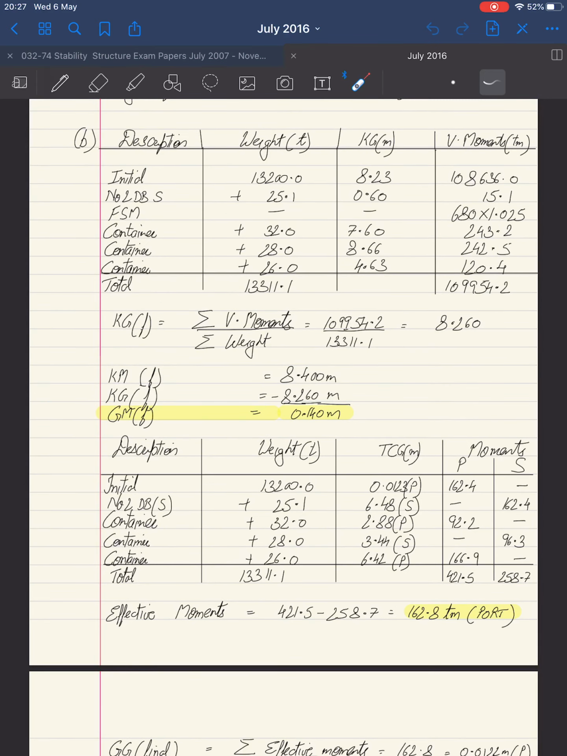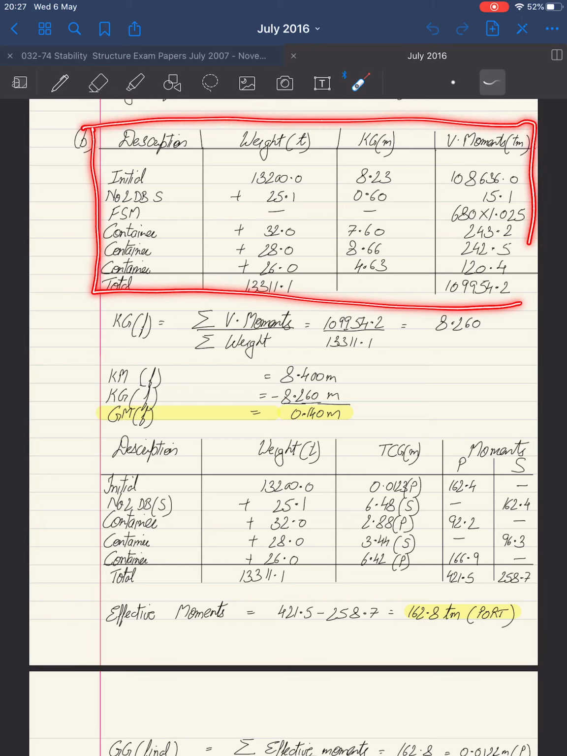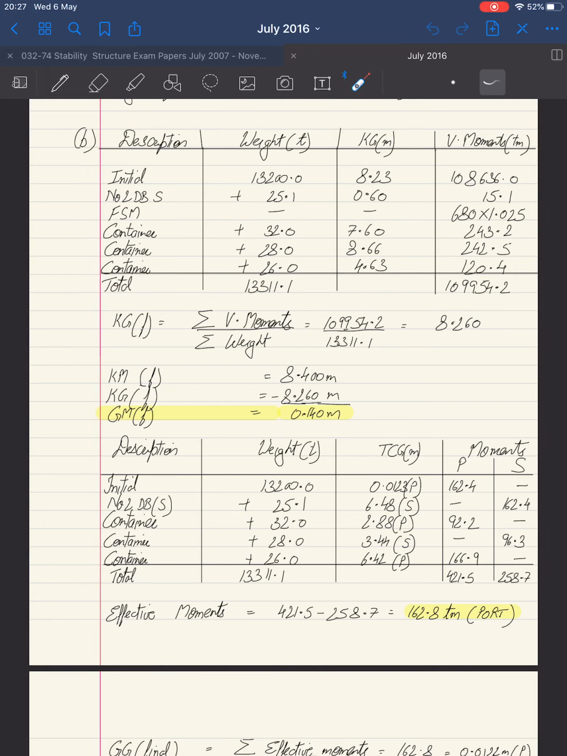Earlier we had made a table for the vertical moments. Now we'll make a table for the horizontal moments, which is this one. So the table consists of the following columns. Number 1, description. Second is the weight in tons. Third, TCG in meters, which is transverse center of gravity. The moments, which have further been divided into port moments and the starboard moments.